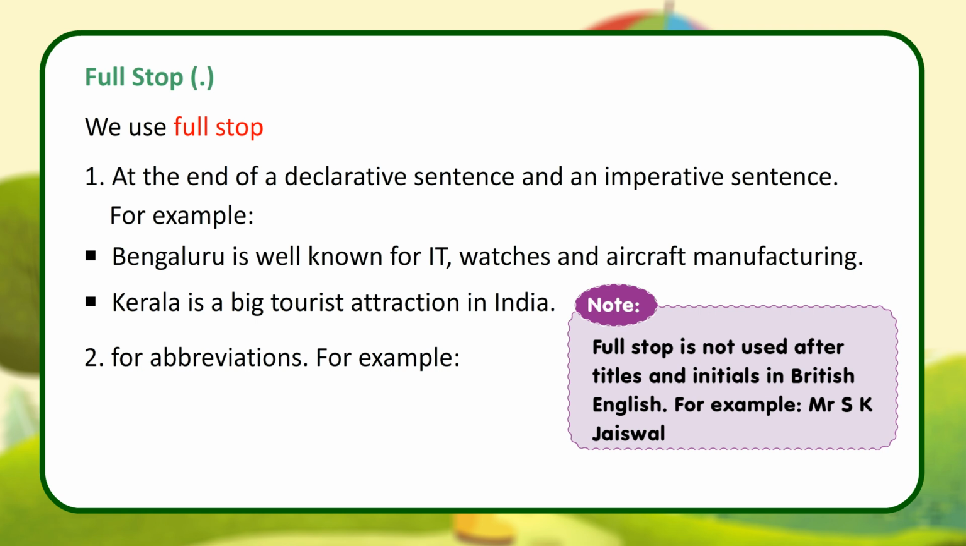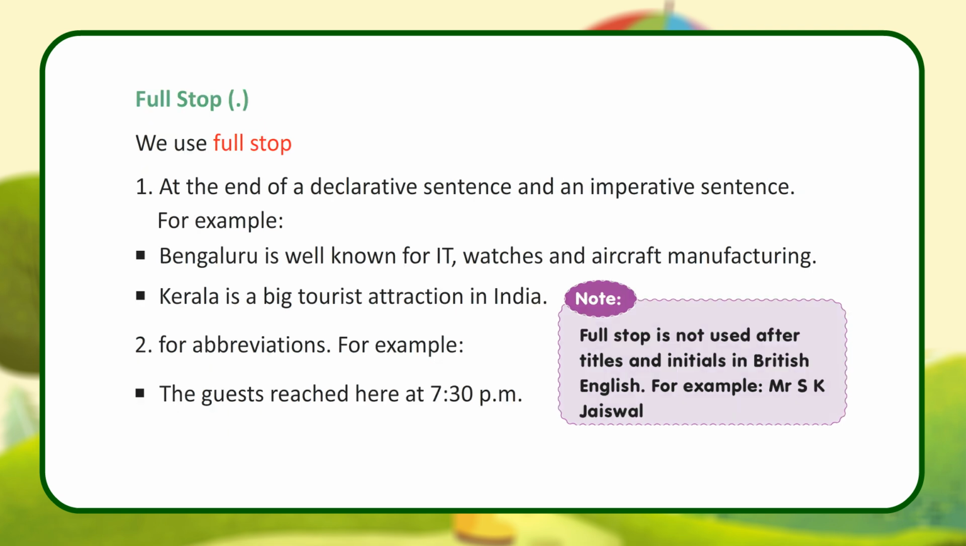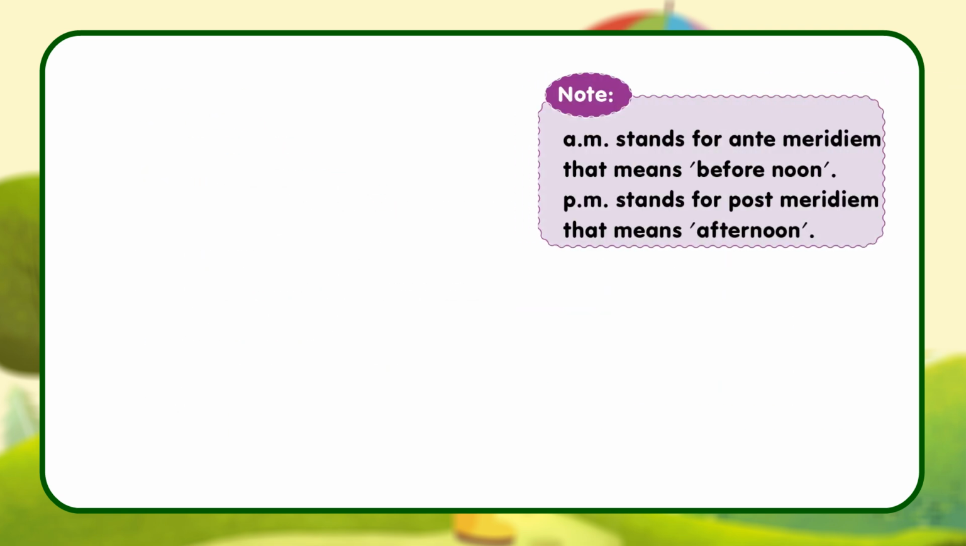2. For abbreviations. For example, the guests reached here at 7:30 p.m. Note: AM stands for ante meridiem, that means before noon. PM stands for post meridiem, that means afternoon.